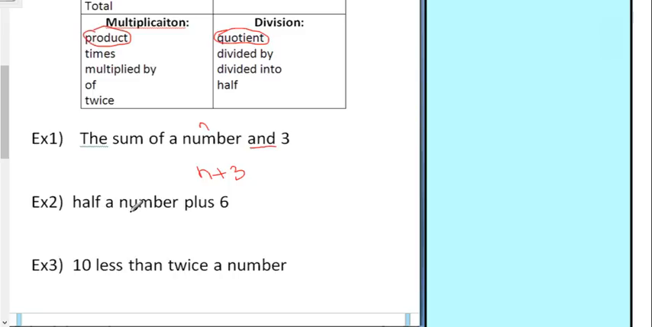All right? Next problem. Half of a number, what's half mean? Well, it means divide by 2. Half of a number, so what are you taking half of? Well, some number. Let's call that number n. So you're taking half of it.